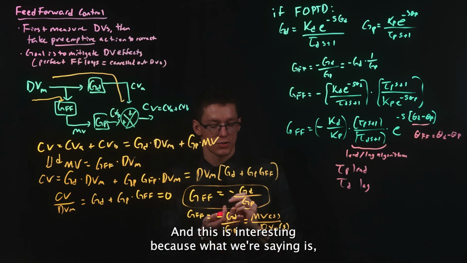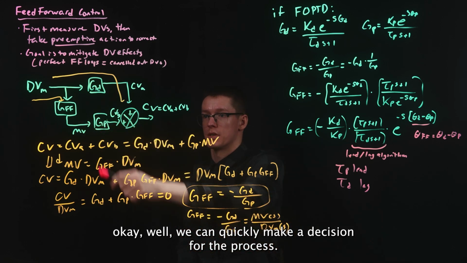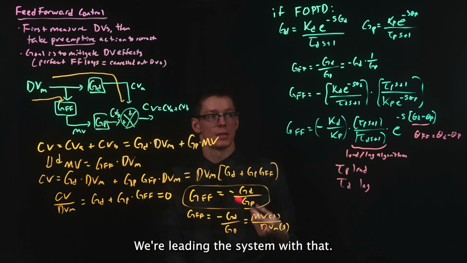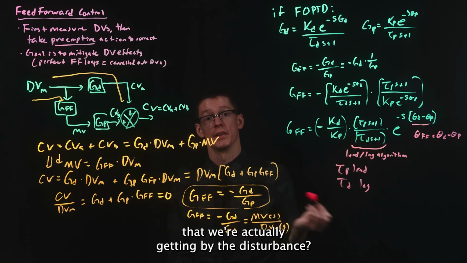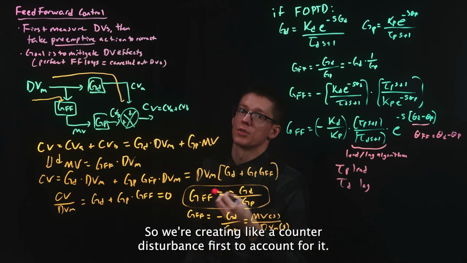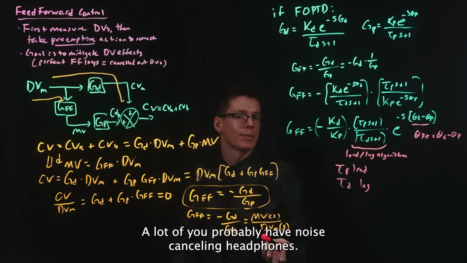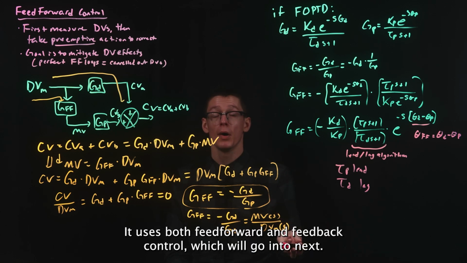And this is interesting because what we're saying is, okay, well, we can quickly make a decision for the process. We're leading the system with that. But ultimately, what is the effect on our system that we're actually getting by the disturbance? So we're creating like a counter disturbance first to account for it. A lot of you probably have noise canceling headphones. Same idea. It uses both feed forward and feedback control, which we'll go into next.